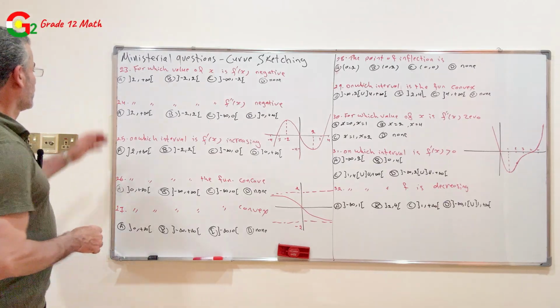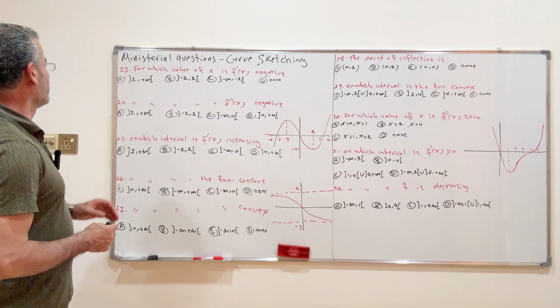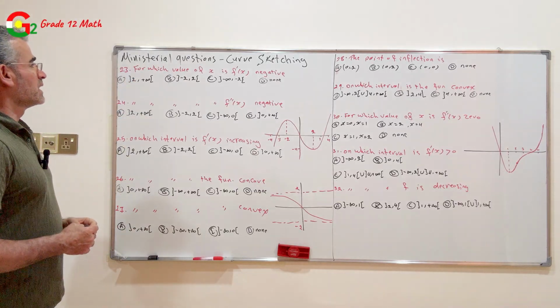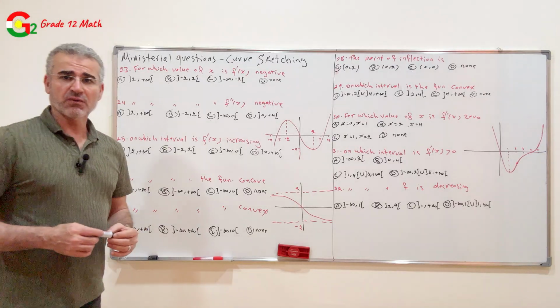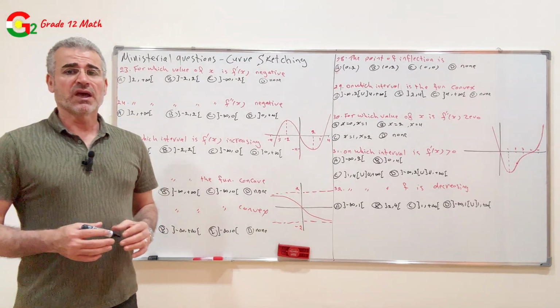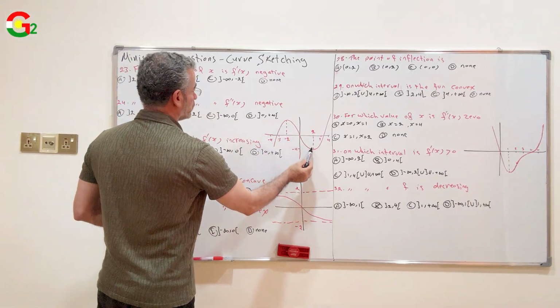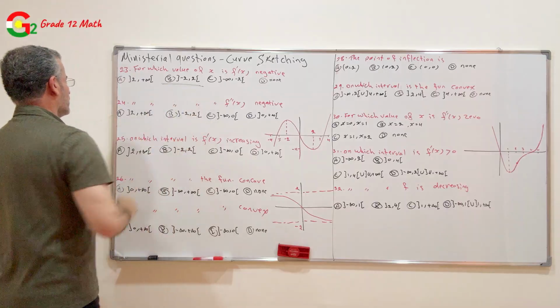Question number 23 to 25. Use the graph on the right to answer them. For which value of x is f prime of x negative? f prime of x is negative when f is decreasing, and f is decreasing from negative 2 to 2. So the right choice is B.